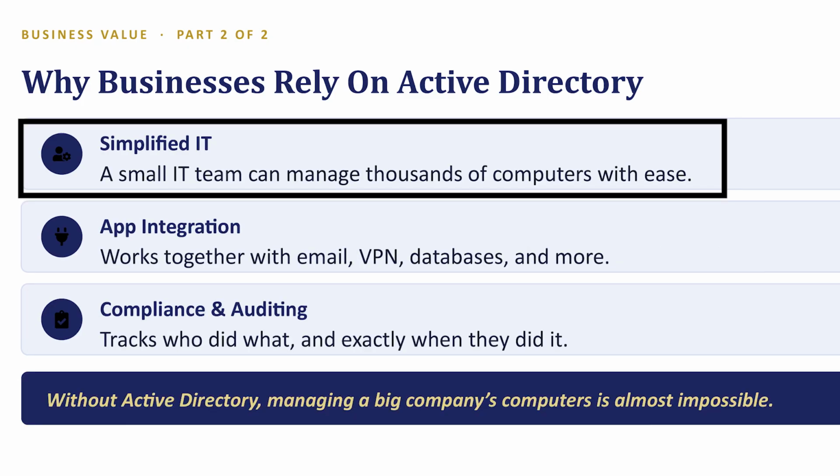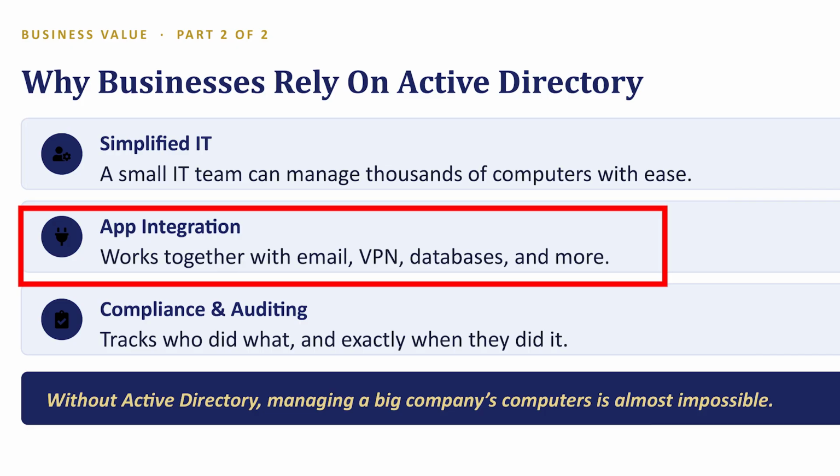And number 4, we have simplified IT. The slide says a small IT team can manage thousands of computers more easily. That is a huge advantage. Imagine 10 IT administrators managing thousands of computers. Centralization becomes almost necessary at that scale. So we move on to the 5th one, which is application integration. The slide mentions emails, VPN, databases, and other systems. This means Active Directory can become part of the organization's broader identity infrastructure. Instead of every application having completely separate identity management, systems can integrate with centralized identity services.